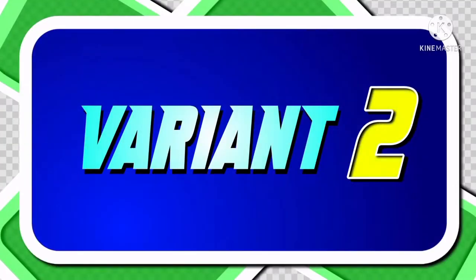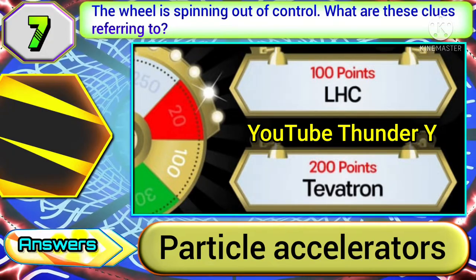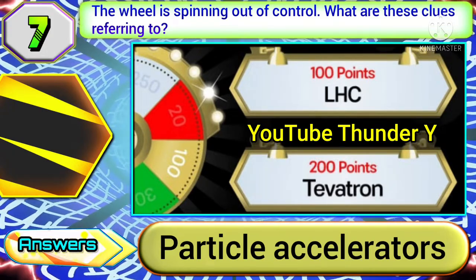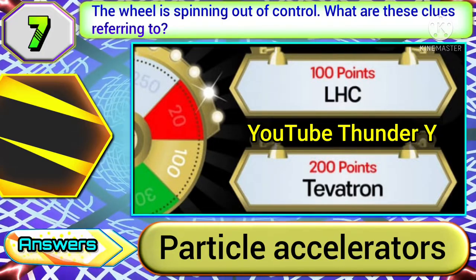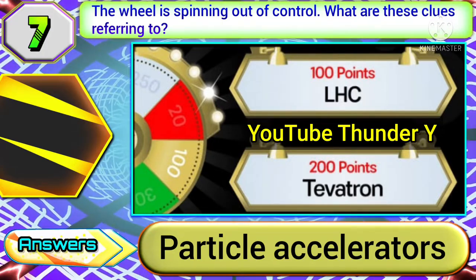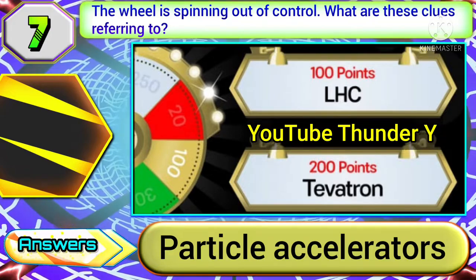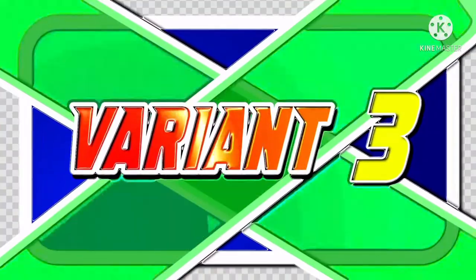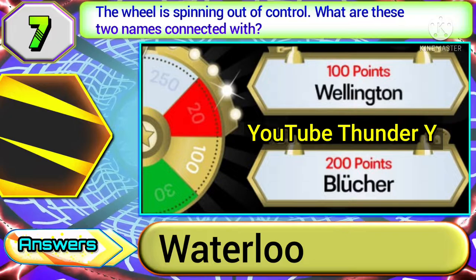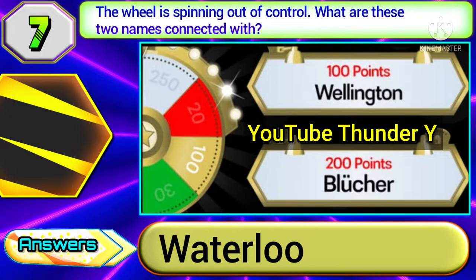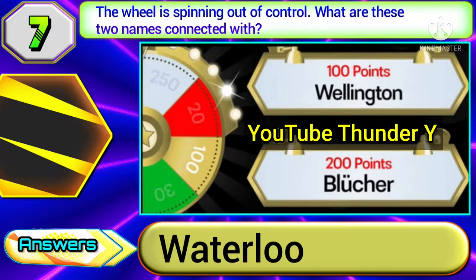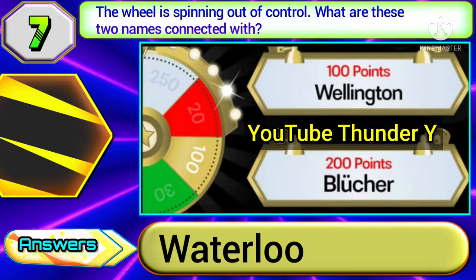Now in variant 2, if you get the question as what are these clues referring to and if you get the words on the image as LHC and Tevatron, then you need to choose the option particle accelerators. Next in variant 3, if you get the words on the image as Wellington and Blücher and if you get the question as what are these two names connected with, then you need to click the option Waterloo.